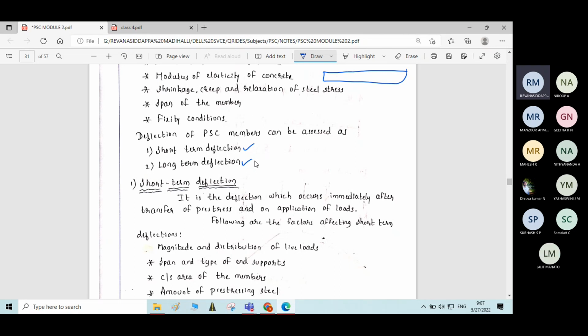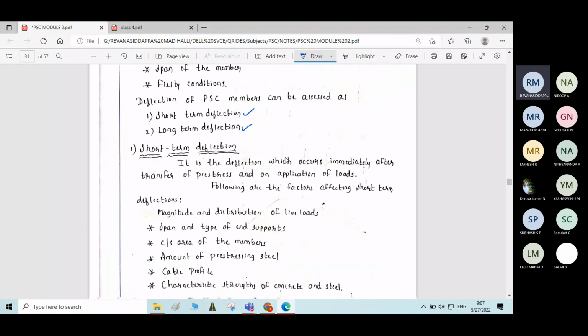That is deflection due to creep. When the beam is subjected to sustained loads for a long period of time, the deflection of the beam increases. So we will find the deflection as short-term deflection and long-term deflection. Adding them together, you will get the total deflection.